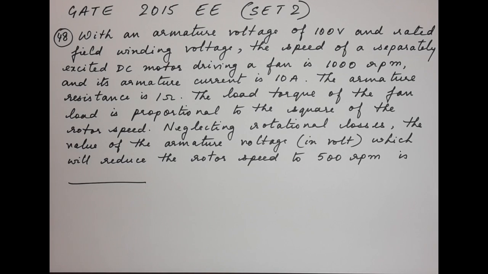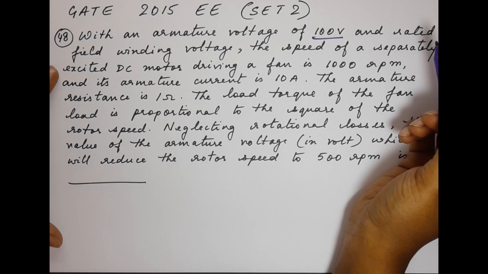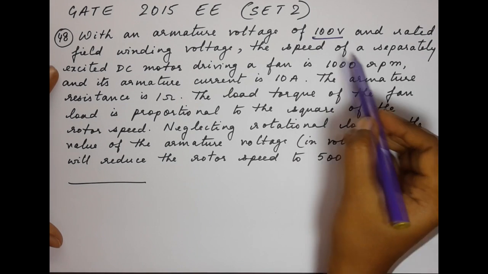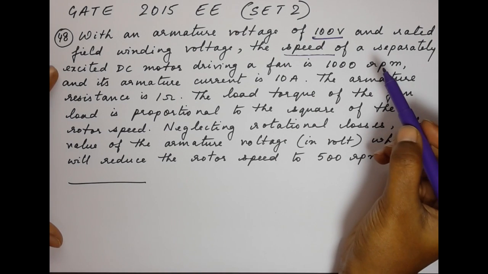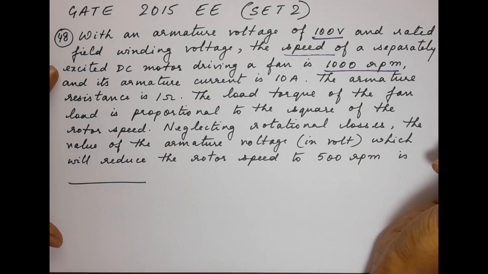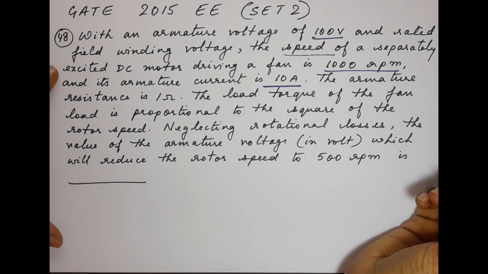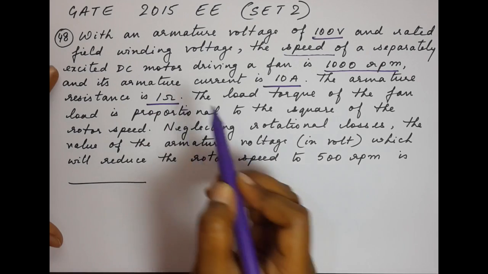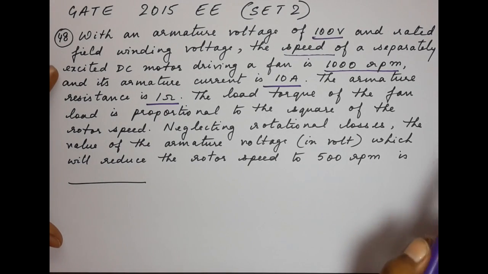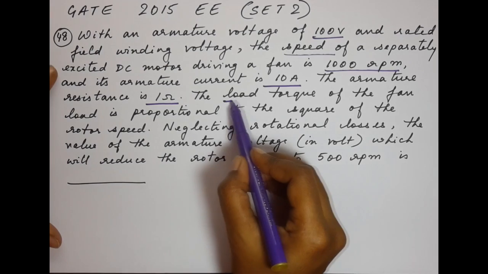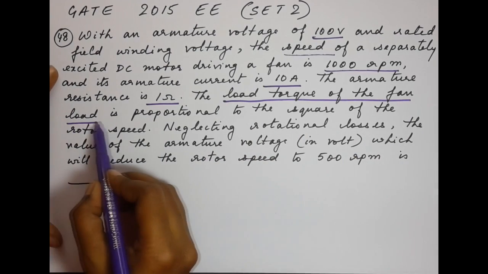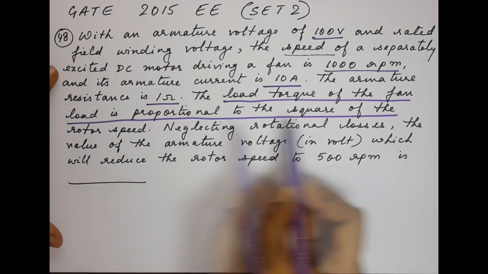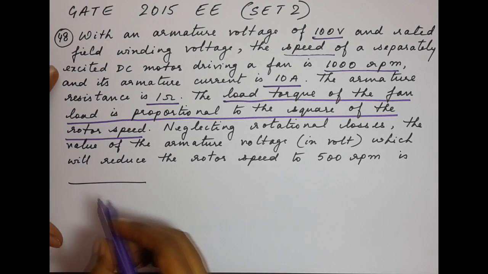A lot of information given here. Let's begin by noting down what's given to us. So we have the armature voltage given as 100 volts and the speed of the separately excited DC motor is 1000 rpm. Armature current is 10 amps, armature resistance is 1 ohm, and this is also important here. The load torque of the fan is proportional to the square of the rotor speed. I'll note that down here.